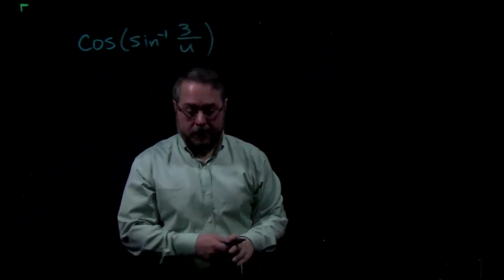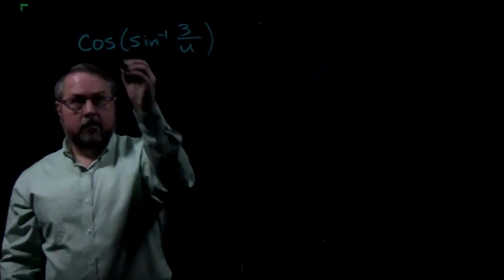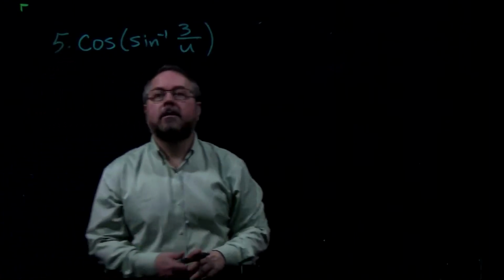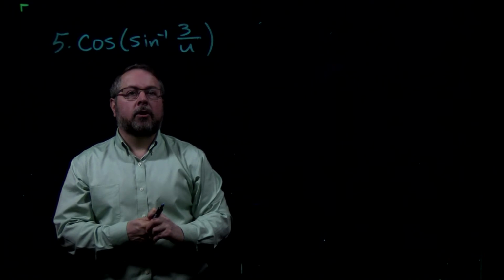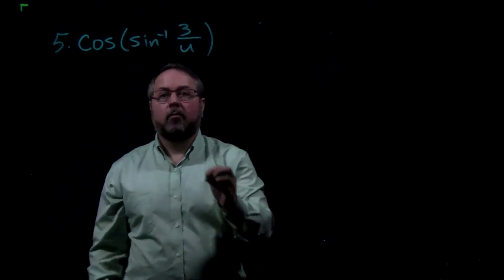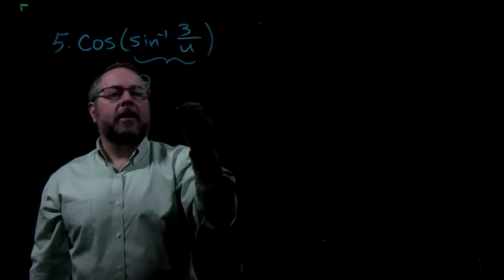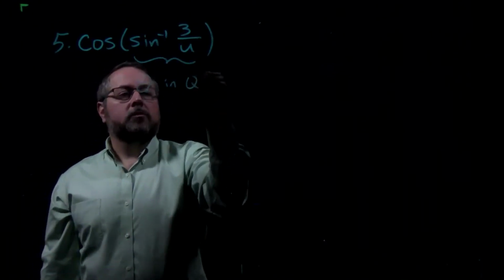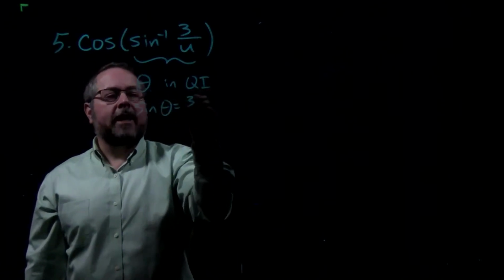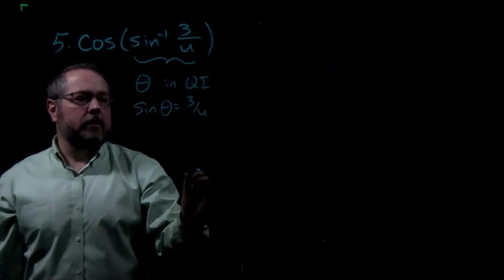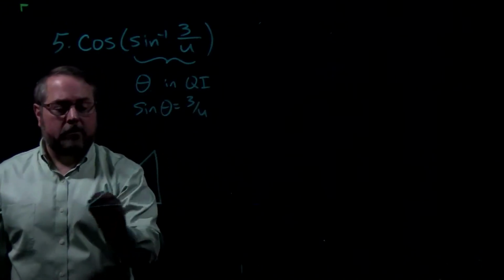Okay, so let's do one last example here. This is example 5. Find the cosine of the inverse sine of 3 over u. Okay, same sort of idea, where the inverse sine of 3 over u is going to be some angle theta. I'm going to assume that this is a first quadrant angle, and then by definition, the sine of that angle is 3 divided by u. And we want to find the cosine of theta. Again, we'll draw our right triangle.